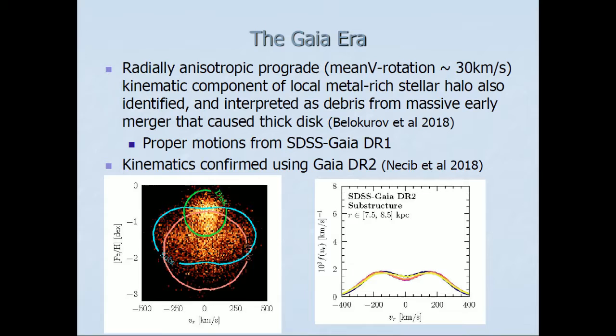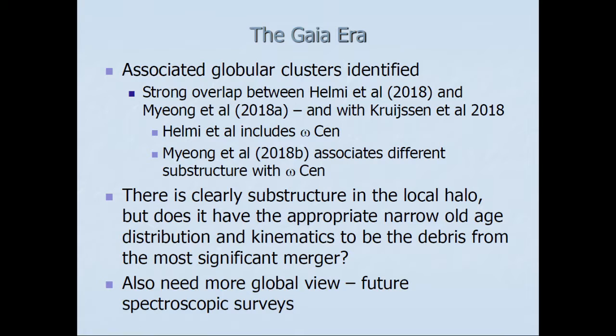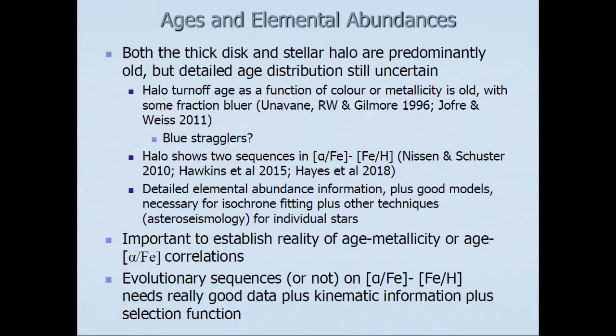Should this be more dispersed by now? So there's sort of ongoing discussion about that. We need a more global view. This is very local, stars passing past the sun. I'm not going to have time, but we can discuss offline. We really need to know what's the age distribution.